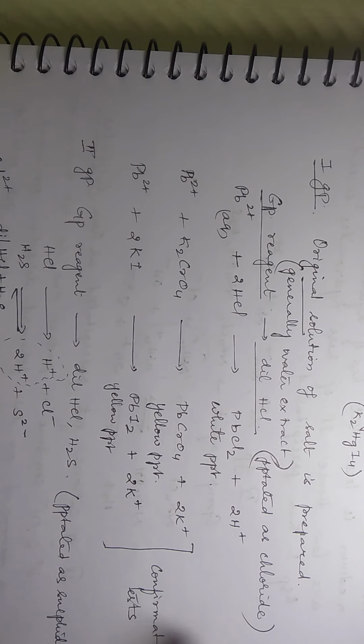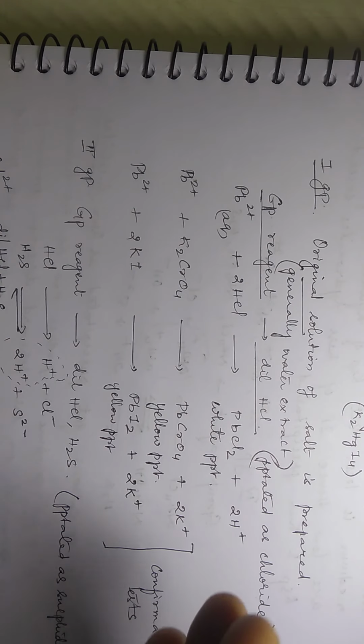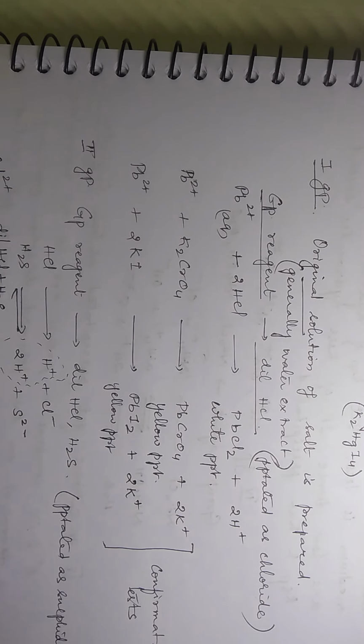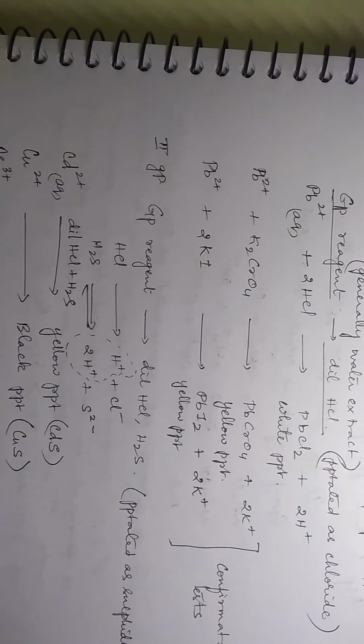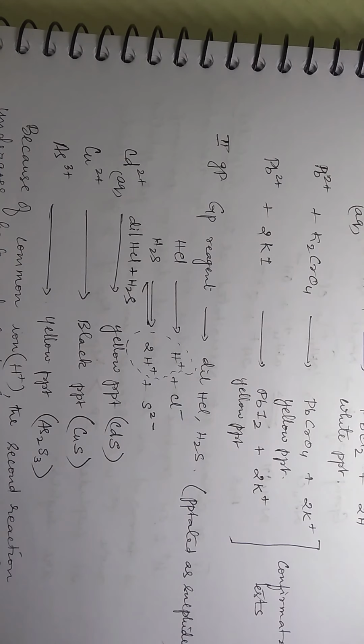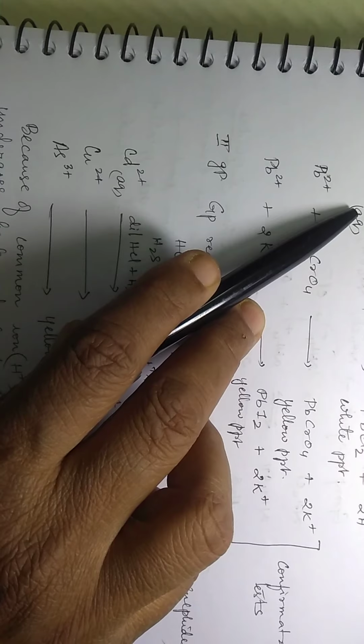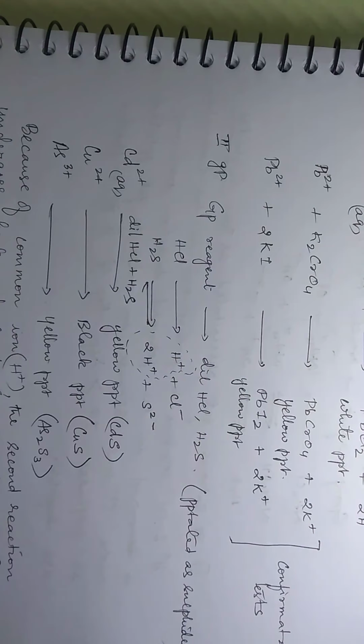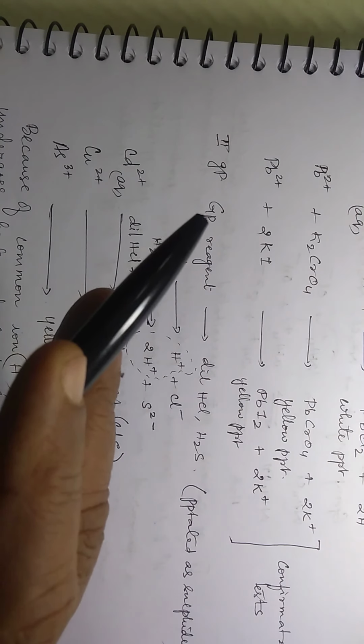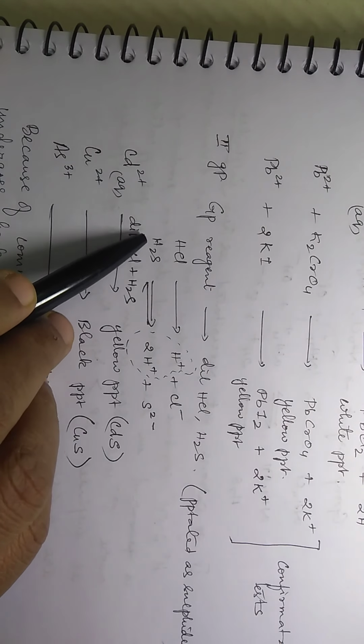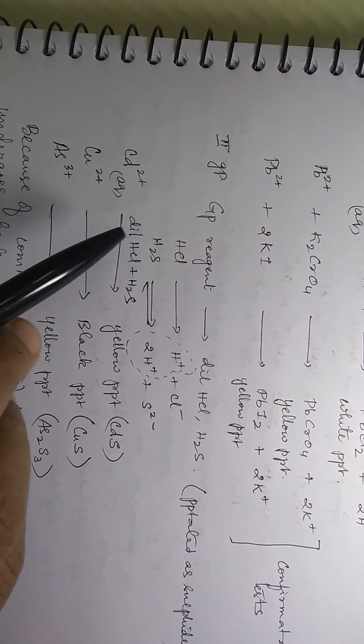Pb2+ का salt नहीं है वो. तो क्या करोगे? You will proceed with the second group. ठीक है. मेरा फर्स्ट ग्रुप में नहीं आया तो मैंने सेकेंड ग्रुप में आगे चलना है. तो क्या करोगे? ऑलरेडी आपने ओरिजिनल सोल्यूशन में HCl डाल रखा था, उसी के ऊपर आप H2S डालोगे.